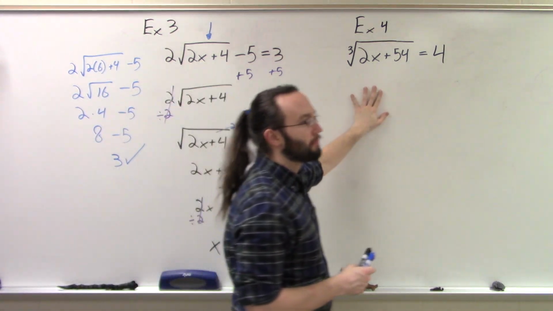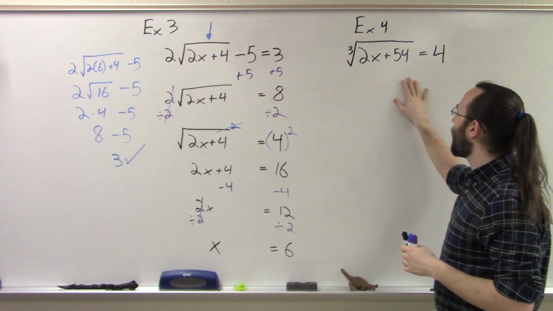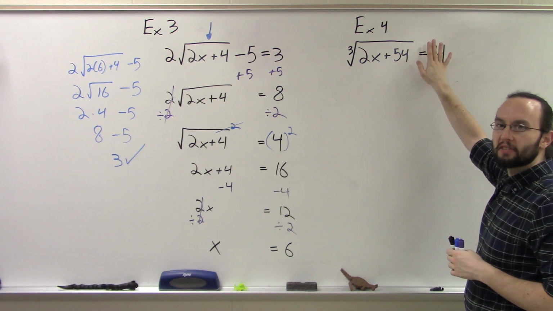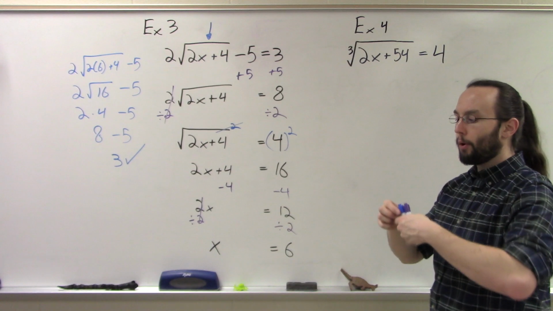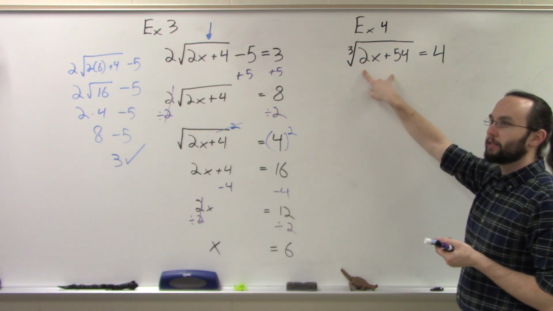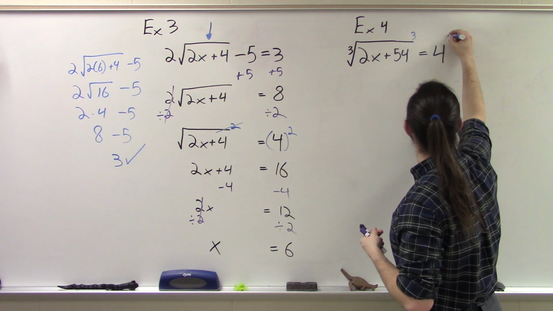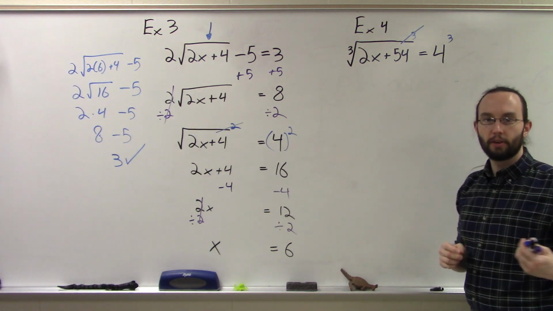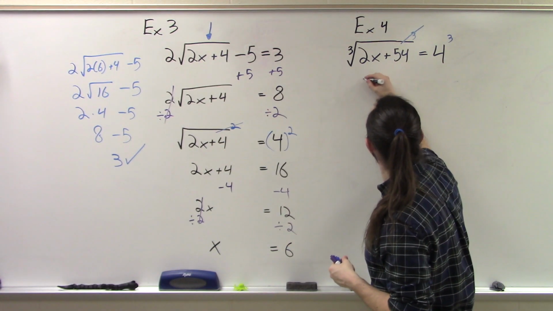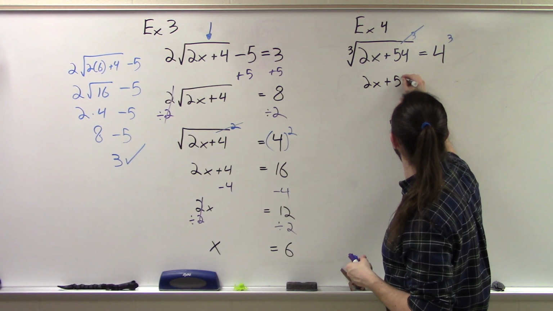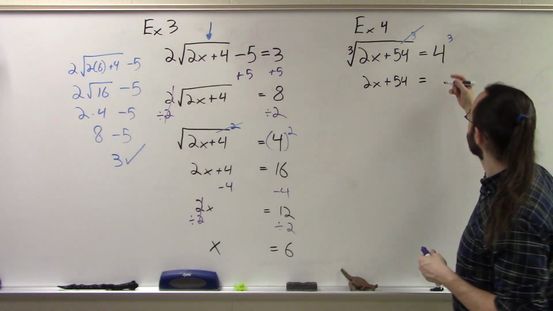Highly, highly encouraged. Example 4, now we have a cube root instead of a square root. This one isn't quite as bad because we don't have stuff on the outside of the radical. There's no plus 4 on the outside or a times 6 or anything crazy like that. But we do need to do some work after taking the cube root. So to get rid of the cube root, we cube both sides. Again, the cube and the cube root, those will cancel. So I'm left with just the 2x plus 54. And that's going to equal 4 cubed, or 4 times 4 times 4, which is 64.